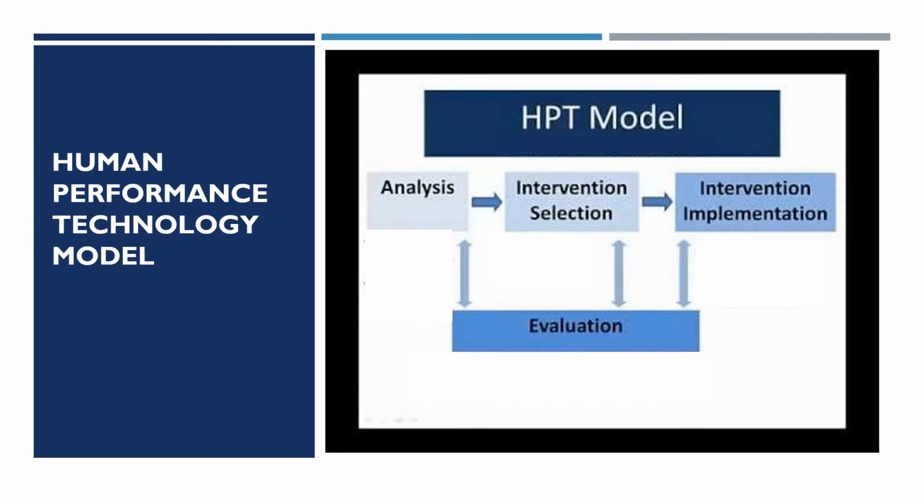So maybe we might think that they are interrelated. Yes, of course, because they all deal with analysis and designing, developing, and then implementing things. But one focuses on knowledge, that is the knowledge gap, and the other focuses on the performance gap, which is very important for us to consider when looking at the striking difference between them. So the models used by these two should be considered.